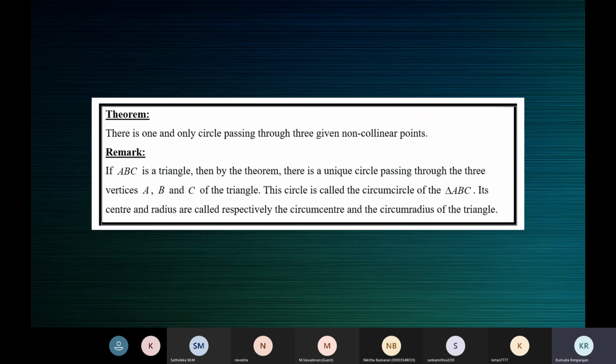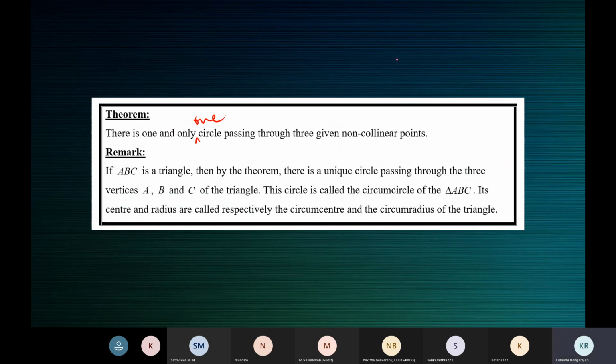So that's the theorem. There is one and only one circle passing through 3 given non-collinear points.